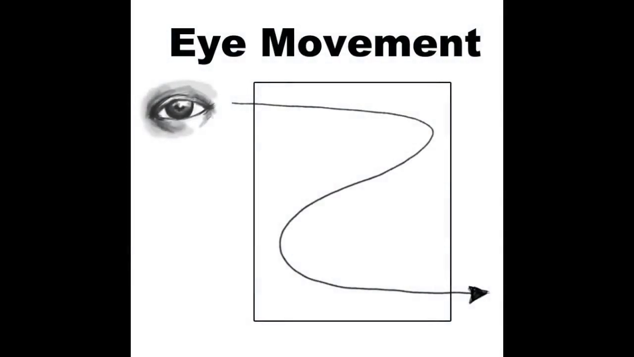Another compositional theory deals with eye movement. Eye movement refers to the way a viewer's eye might move through a piece of artwork. An artist has the ability to manipulate the way a viewer may move through a piece of artwork by placing certain objects within the picture plane.